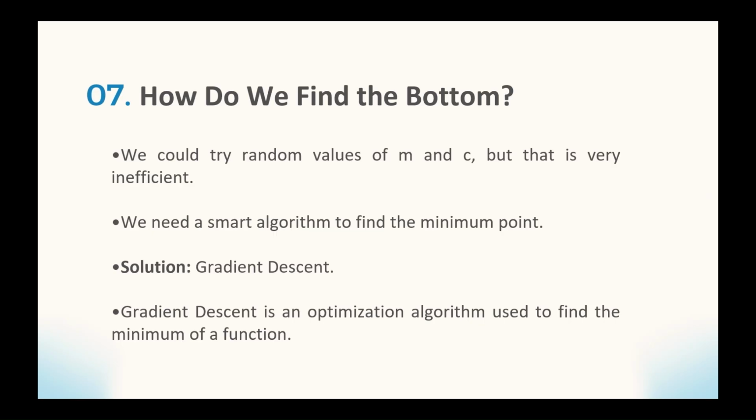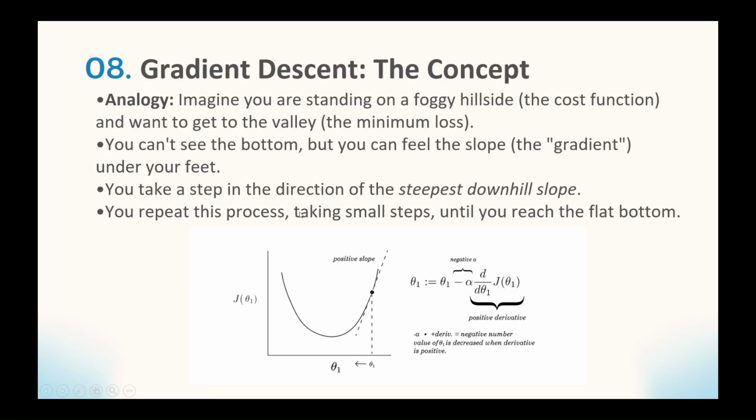We could try a bunch of random values for slope and intercept, but that would be incredibly slow and inefficient. We need a smart, efficient algorithm to find the minimum point. That solution is gradient descent. Gradient descent is an optimization algorithm, and its entire job is to find the minimum of a function. The concept behind gradient descent is actually very intuitive.